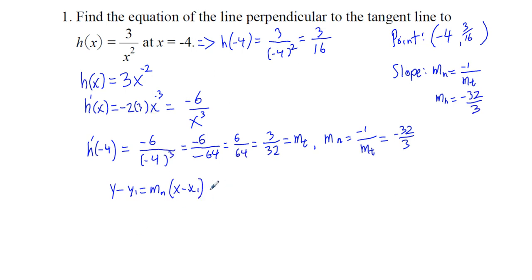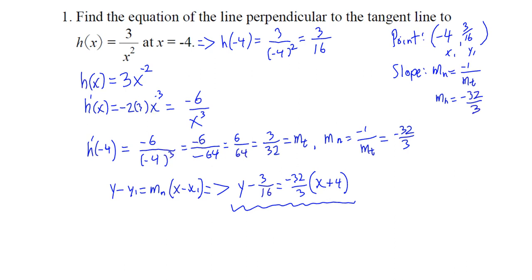And for that, in this case, we have y minus 3/16, which is y1, okay, x1, y1, equals m sub n, which is negative 32 over 3 times x minus negative 4, which simplifies to x plus 4. So this is our equation of our normal line.